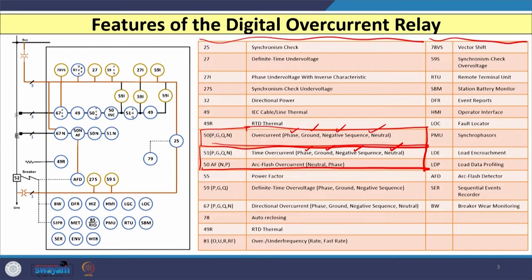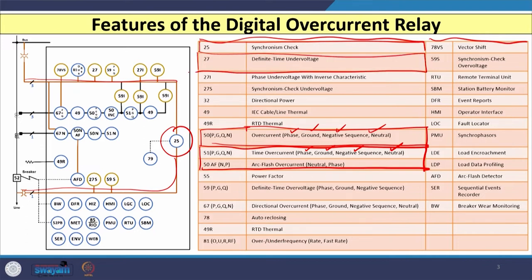Along with this, features like the synchronism check 25 are available. You can see here these are connected from the two sides of the transformers. So, the synchronism check feature is also available in the digital overcurrent relay. Along with that, the features related to the definite time under voltage function are also available.